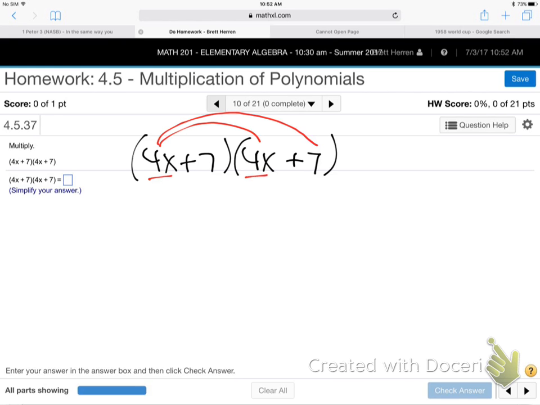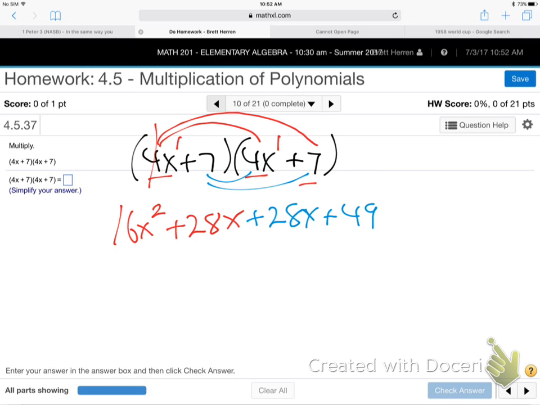So as it does, out front numbers multiply, powers add, right? 4 times 4 is 16. X times x is x squared. And then 4x times 7 is 28x, done. 4x's turn is over. He went to both the other two. Good so far? And now, the 7 is going to go to both. Plus 28x plus 49. That good to that point?